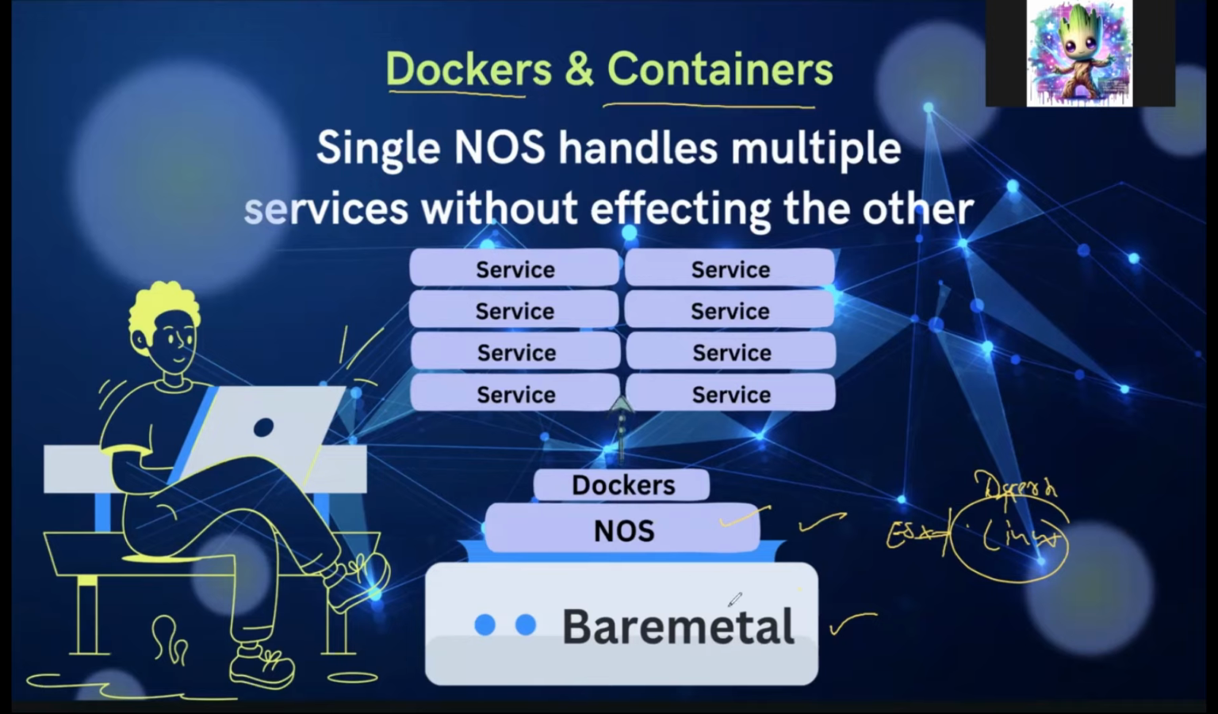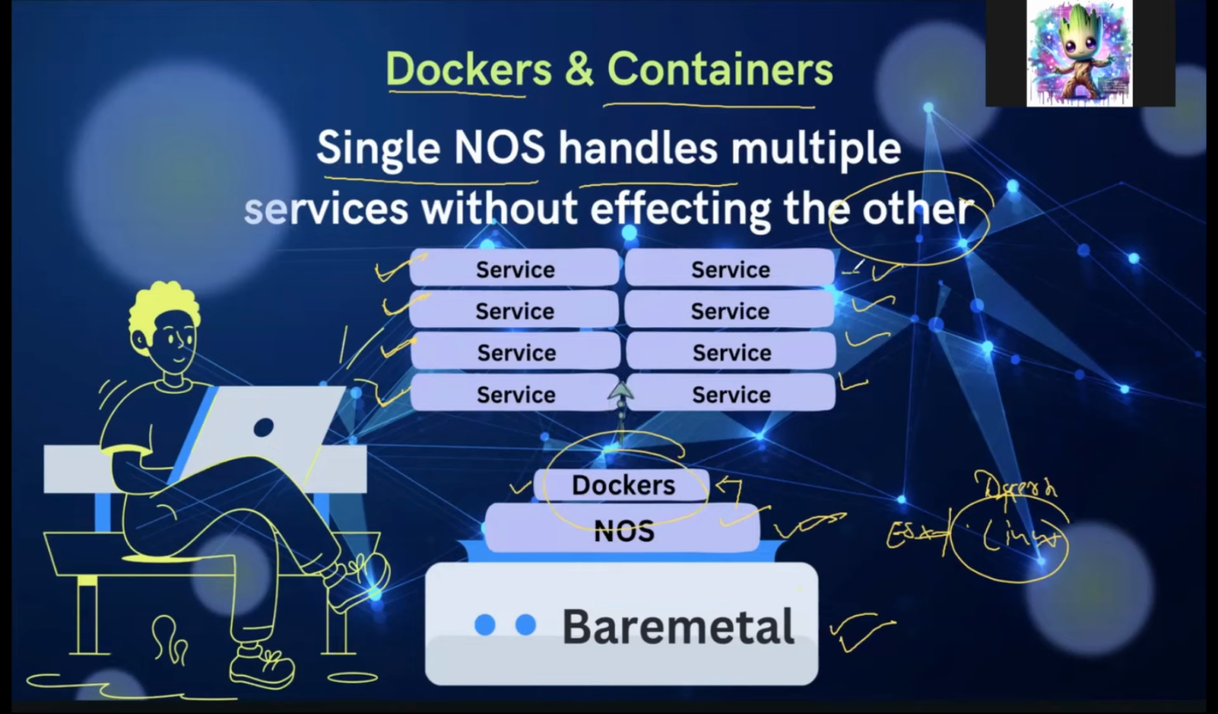So first we have the bare metal, then we have the NOS, and then over top of that, we have the Docker services running. Now, using these Dockers, we can have multiple services running, or multiple containers. So it means a single node can handle multiple services without affecting the others. How can you enable multiple services here? Using a single Docker service, we can have multiple services with different port numbers.